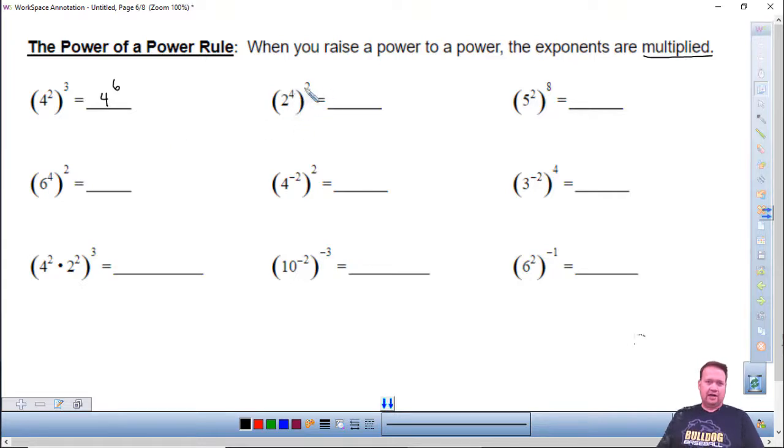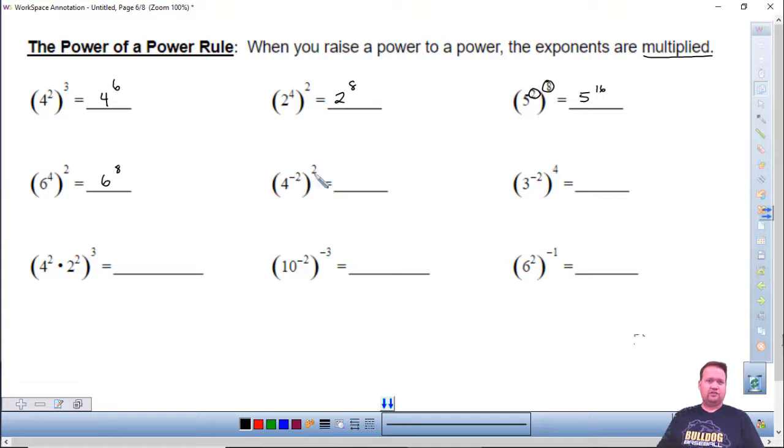This right here, I can see that I have a power of a 4 and a 2. With a base of a 2, the base stays the same. The base is never going to change. And 2 times 4 is 8. So 2 to the 4 squared really just means 2 to the 8. 5 to the second raised to the 8th power is just 5 to the 16th. Again, we're just taking the two exponents there and multiplying them together. 6 to the 4 squared becomes 6 to the 8th.